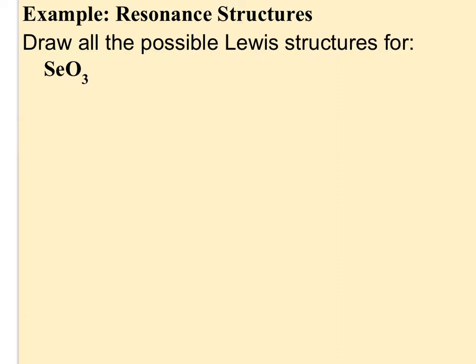So let's look at my example here, SeO3. Selenium trioxide has 6 electrons from the selenium. Oxygen, being in the same family, also has 6 each. So you have 24 electrons to get all 4 atoms stable. I'm going to put Se in the center, attach my 3 oxygen with single bonds, and fill in my lone pairs. So each oxygen still needs 6 more electrons, and selenium also needs a lone pair.